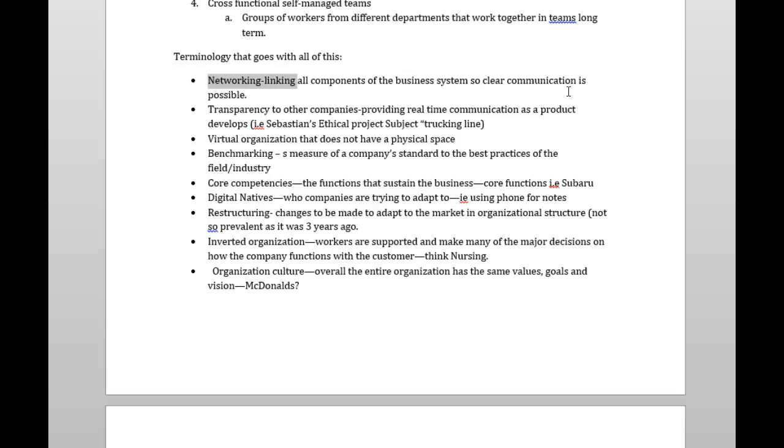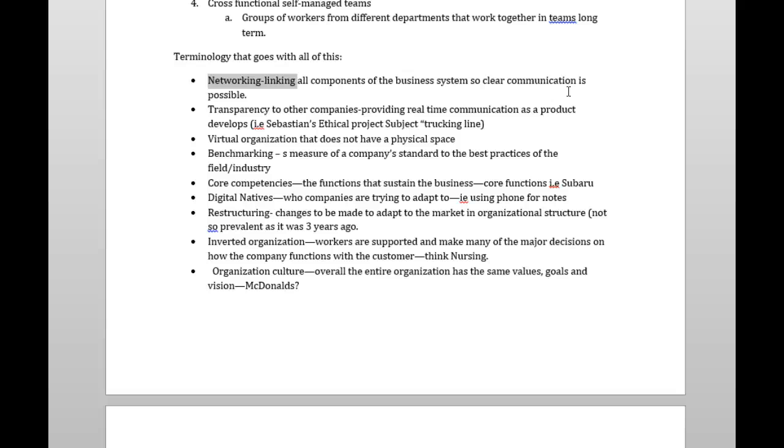Another example of real time is UPS. They can tell you where your product is at any time. It has its own tracking. That's real-time transparency. It shows exactly what's going on with the product.